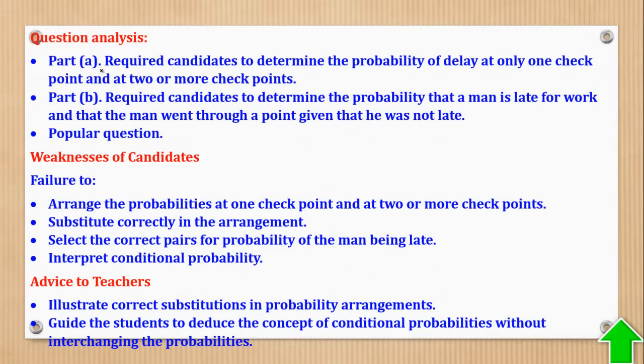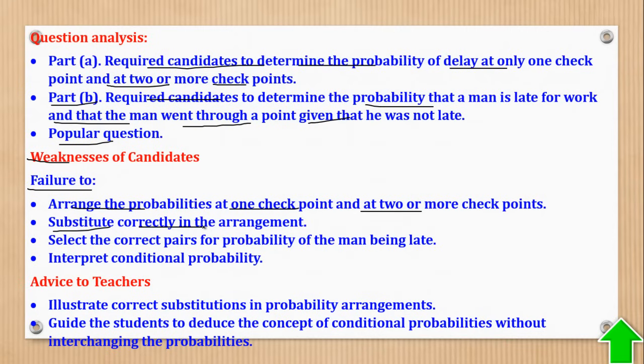Question analysis: part A required candidates to determine the probability of delay at only one checkpoint and at two or more checkpoints. Part B required candidates to determine the probability that a man is late for work and that the man went through a point given he was not late. Popular question, but some misfired due to failure to arrange probabilities at one checkpoint and at two or more checkpoints. So getting all the possibilities was a challenge.